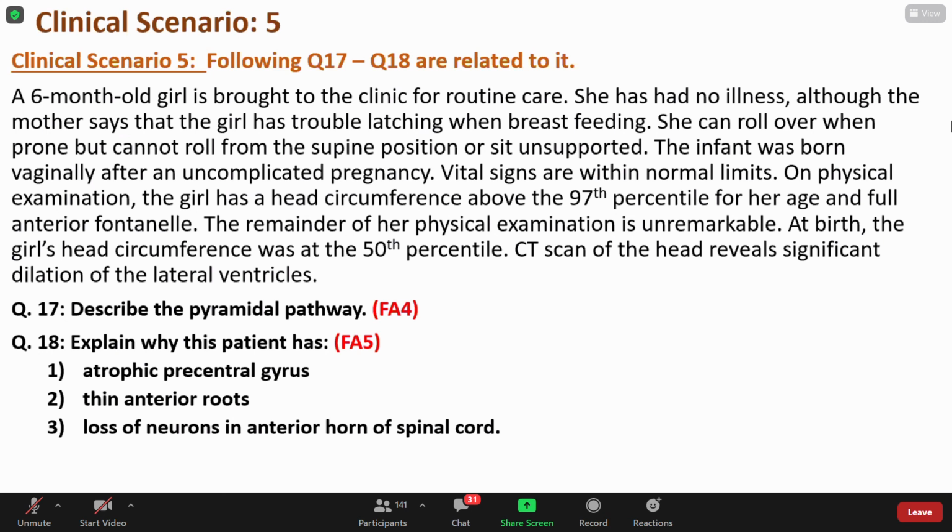Okay, the other 15% of the fibers will remain on the ipsilateral side, and they will descend in the anterior white column, and they will form the anterior corticospinal tract. They will also cross the midline at the spinal cord level and synapse with the lower motor neuron at their particular segment of the spinal cord.